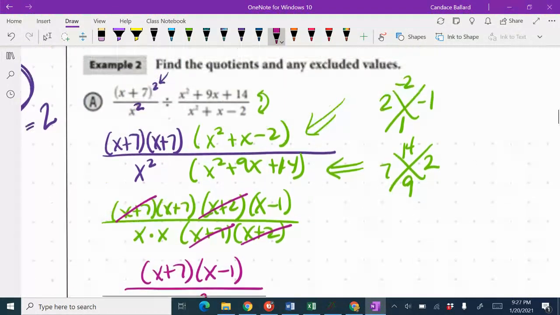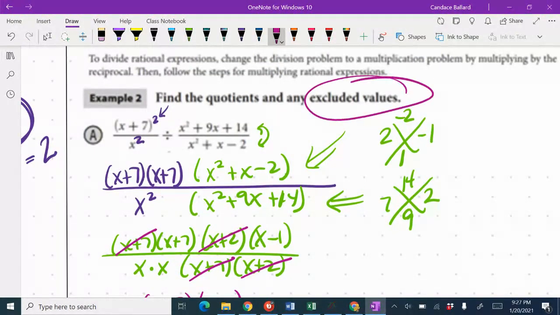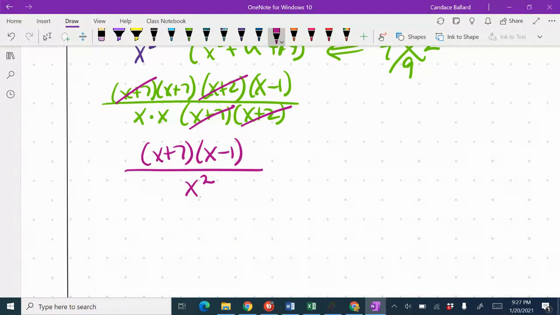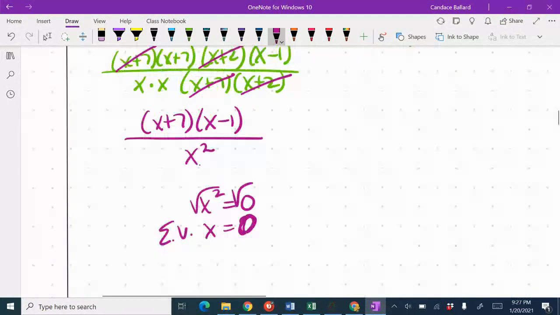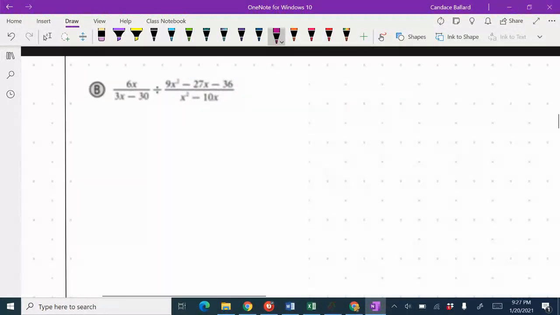The other thing we were supposed to be looking for was excluded values. So remember, I find excluded values by setting my denominator equal to 0. So I'd take the square root of both sides, and the excluded value would be 0. All right, let's take a look at B.